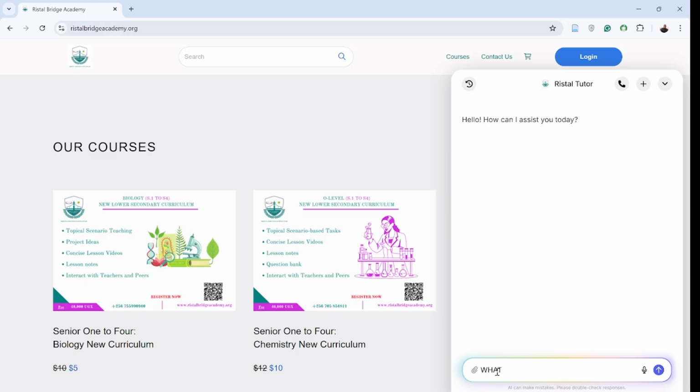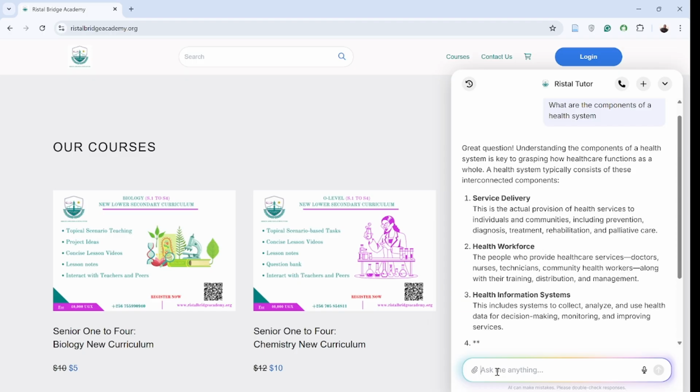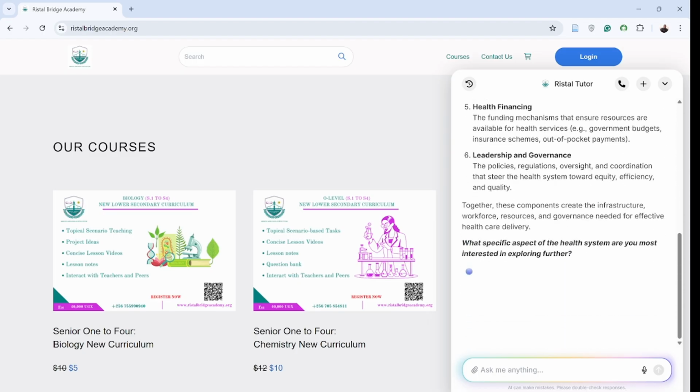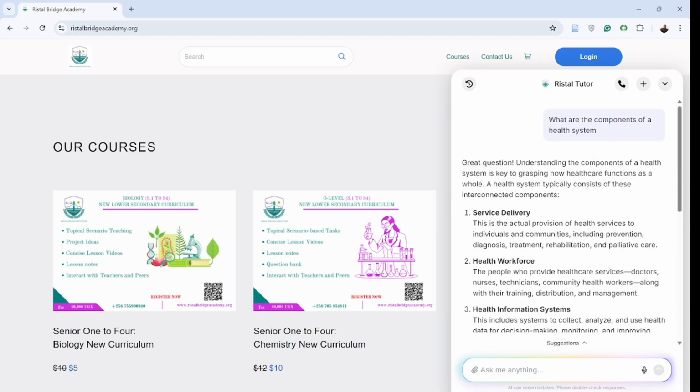So you can ask this AI tool standard questions. Okay, what are the components of a health system? What are the components of a health system? Okay, so these are the 6 components of a health system.